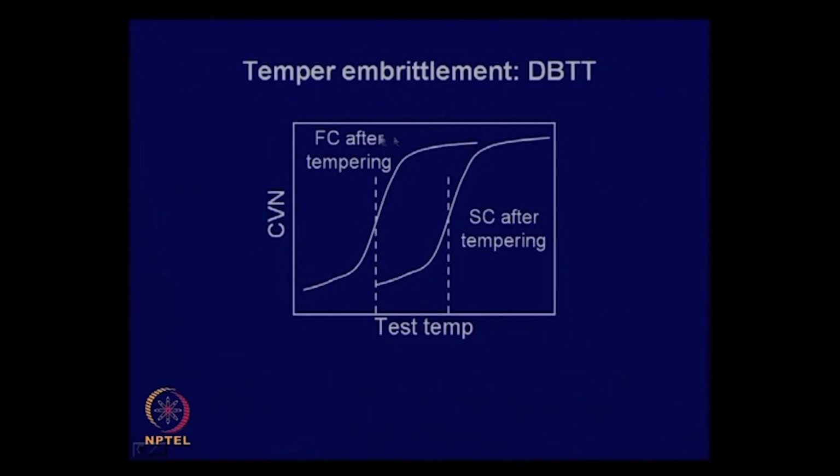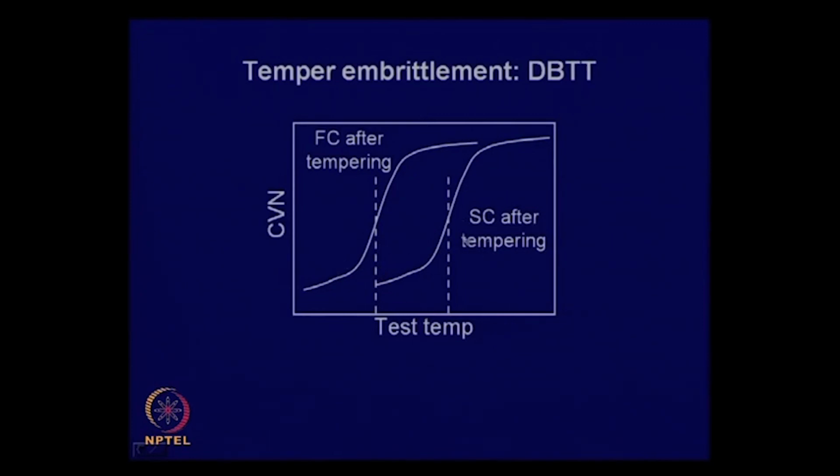Suppose the steel is susceptible to temper embrittlement. If you fast cool, if you quench after tempering, and you determine the Charpy V notch value at different test temperatures, you get a plot like this. Here is the place where you get 50% brittle, 50% ductile fracture. This is the transition temperature. Below this the material is brittle, above this it is ductile, and this transition temperature is low.